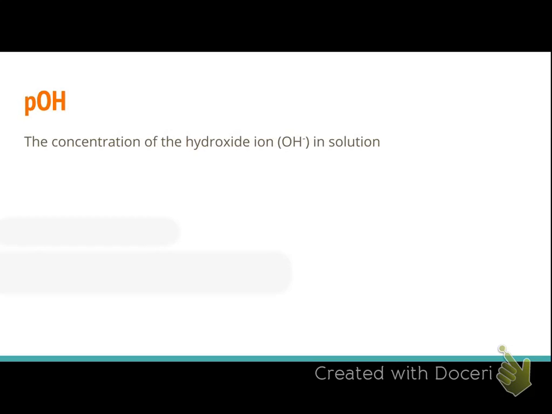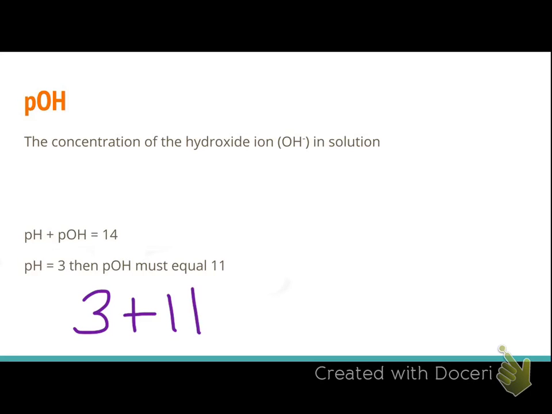All right, so we also have something called a pOH concentration, or pOH, and this is the concentration of the hydroxide ion in your solution. So it's very similar to pH, except it's the concentration of the hydroxides instead of the concentration of your hydrogen ions. Now, an equation to remember is that your pH plus your pOH is going to give you a total of 14. So, for example, if our pH is 3, then our pOH must be 11, because 3 plus 11 equals 14. All right, easy enough with that.